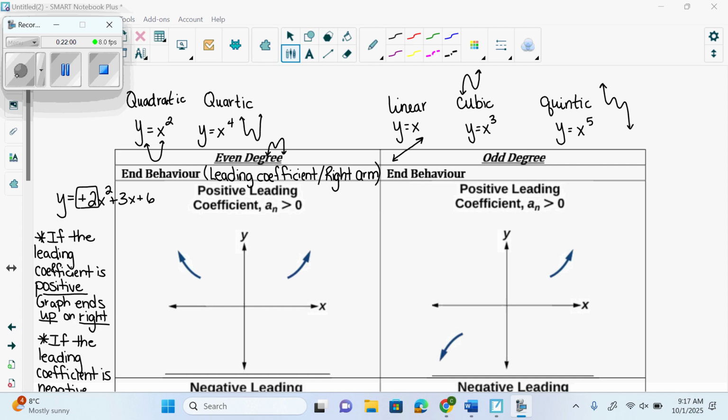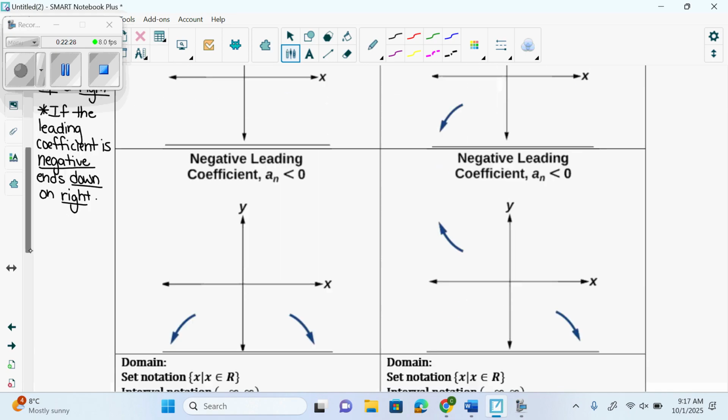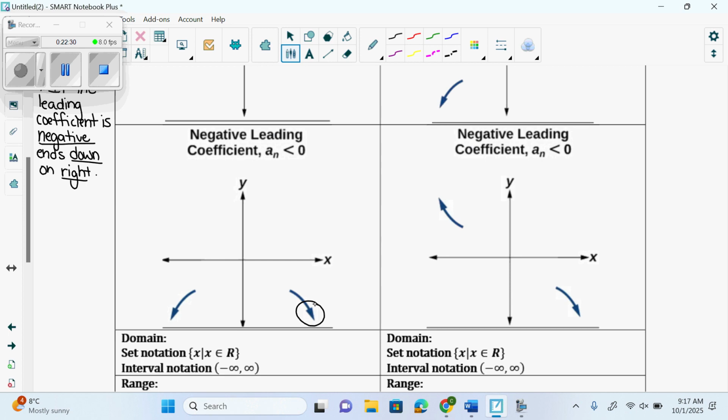So, positive leading coefficient ends up on the right. Do you see that? And because it's an even degree, it goes the same direction. So the even or odd degree tells you how it ends on the left. The right is the leading coefficient, and that doesn't change whether it's odd degree or even degree. So this ends up on the right because it's a positive leading coefficient, and because it's an even degree, it ends up on the left. This one's a negative leading coefficient, so it ends down on the right, and because it's even, it ends down on the left.